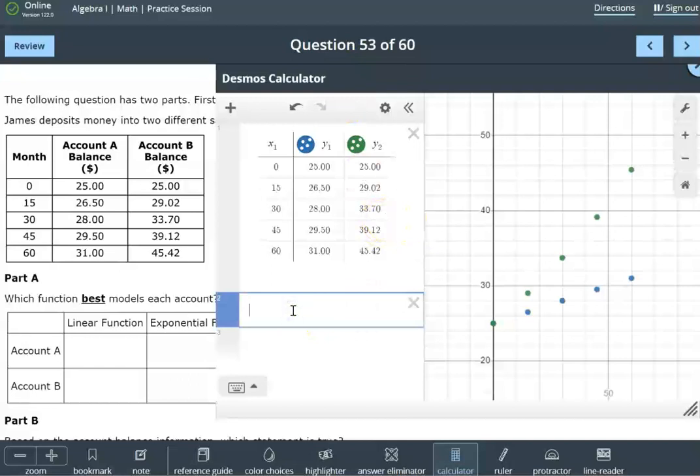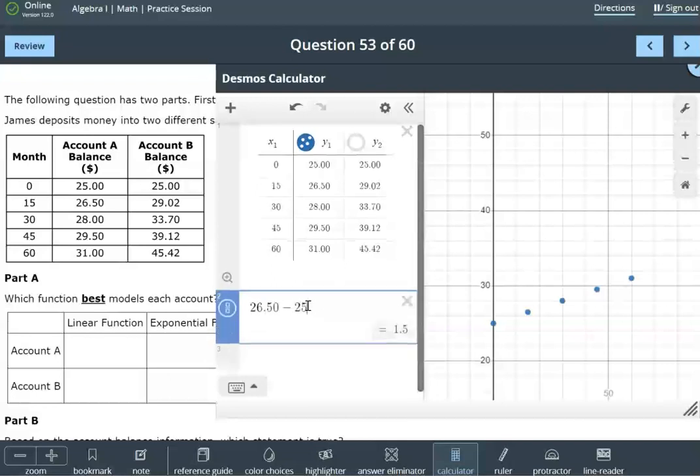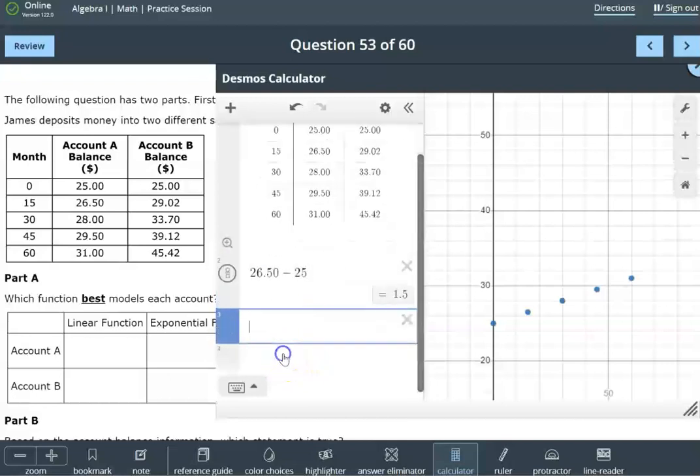Let's start with the blue one, and I'm going to turn off the green one while I'm examining the blue one. I want to see if the blue one has a constant rate of change. Is it increasing at the same rate? One way to do that is to get your differences. So I'm going to take 2650 and subtract 25, and I'm seeing 1.5. Let's take the next pair, 28 and subtract 2650.